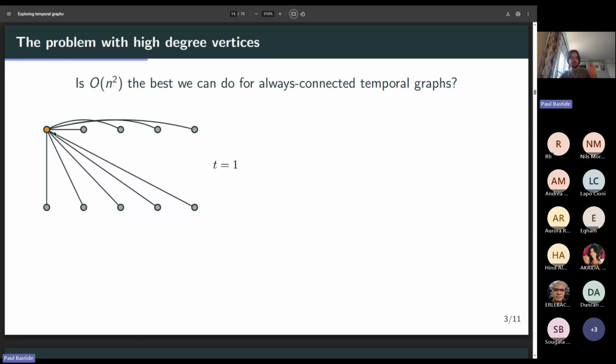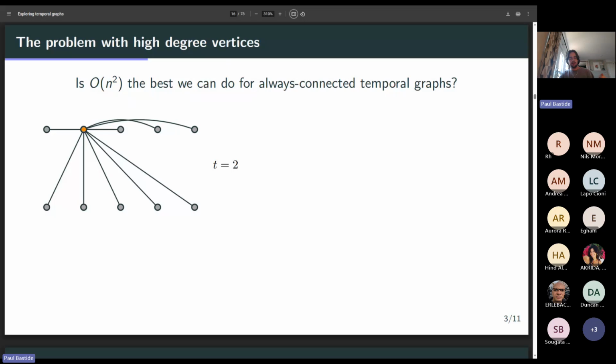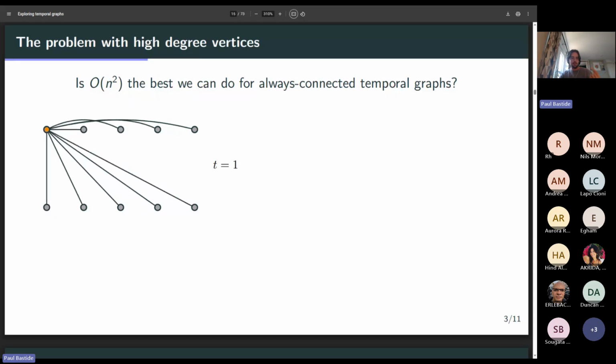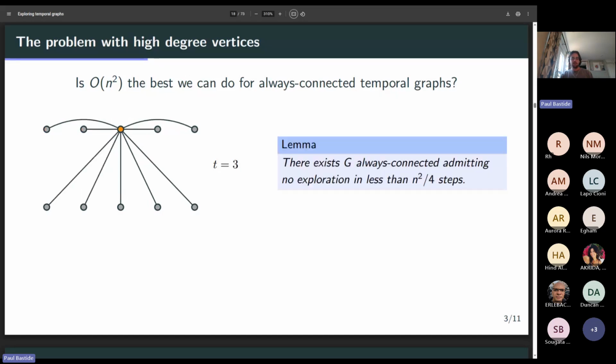So the best strategy is just to go to the center at the first step and then to wait the n/2 steps until the center comes back to be the same center, and now you go down and you visit a new bottom vertex. I hope this is clear. Anyway, the whole conclusion of this is that to go from one bottom to the other, you need n/2 steps, and there are n/2 bottom vertices, which means that for this graph, there is no exploration in less than n²/4 steps.